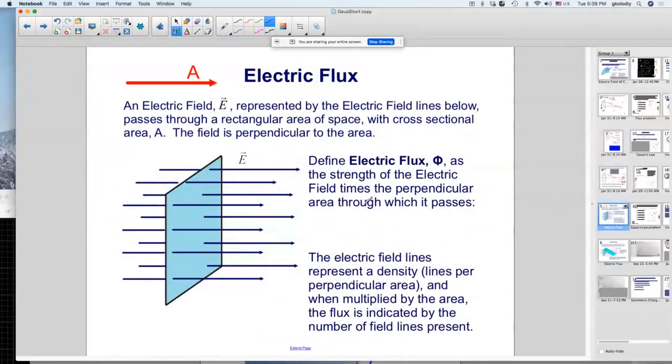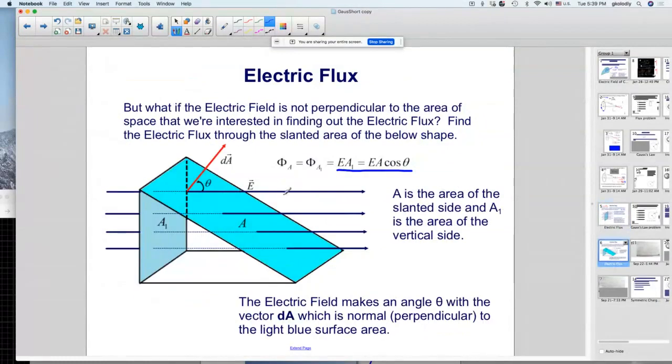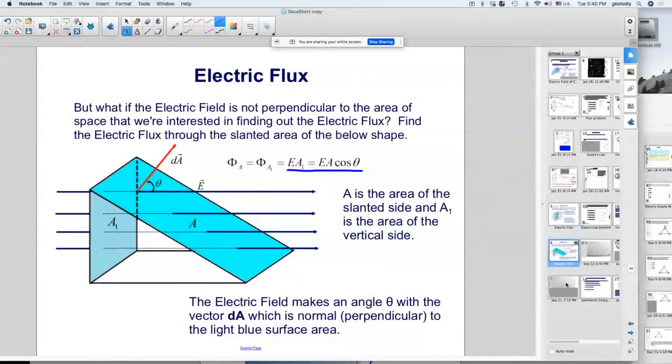While over here, the flux is just E times A. That's the way it's defined. All the electric field goes through this area. But if this is at an angle, then the flux gets less. The flux through here gets less. So A is the area of the slanted side. Now this is a fairly simple concept, not very difficult.